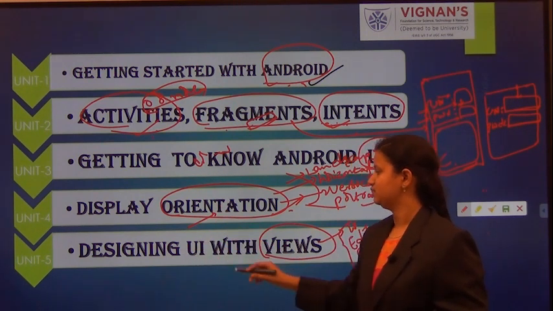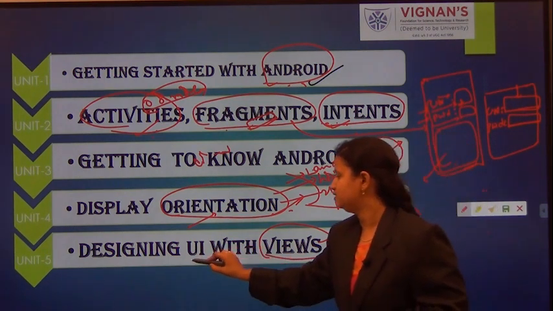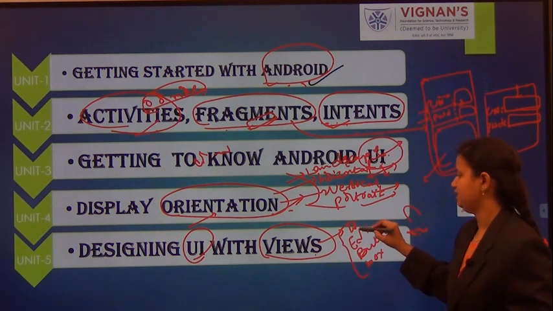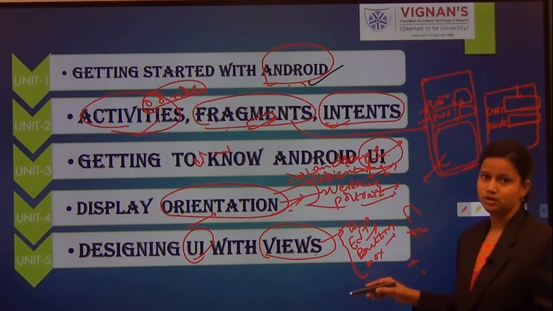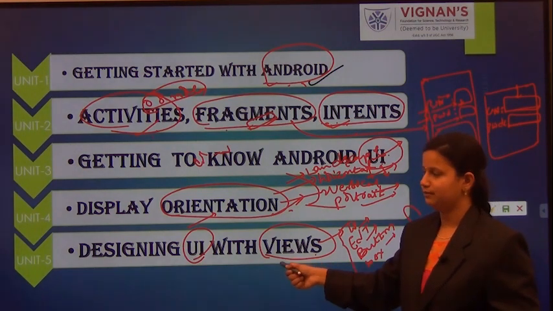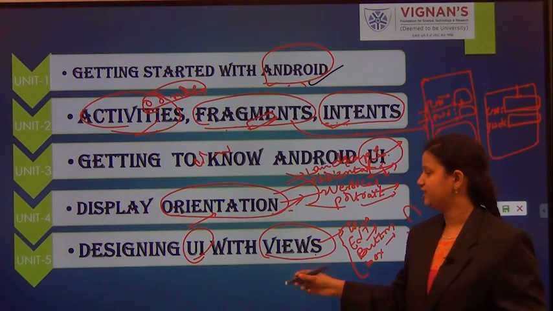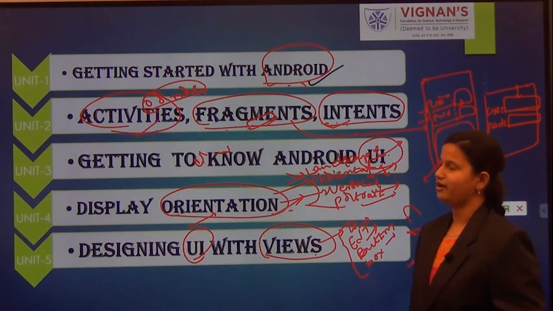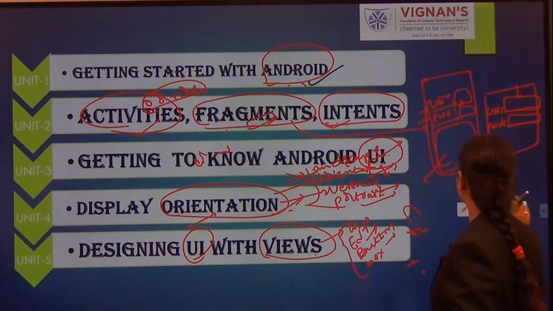And unit 5 is designing of user interface with views. The UI is nothing but your user interface. Views means we have text view, edit text, button. So these are the different views. Based on the user interest or the application, we have to implement the different view components. How these view components are to be arranged is to be learned in unit 5. So these are the 5 units we learn in this mobile application development.